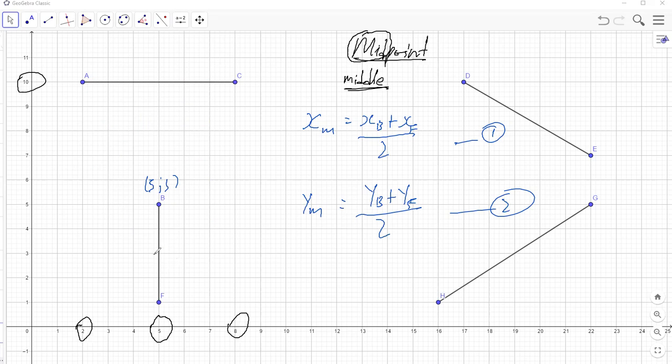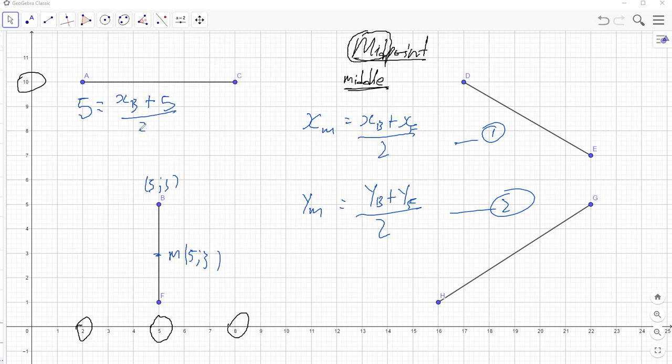Let's continue. I said we have M. We want to prove the coordinates of B. So this is 5 and 3. So I have XM. XM is what? 5. Okay. XM is the x coordinate of M. All right. And I'm looking for the x coordinate of B. I know the x coordinate of F is 5, and then I've got to divide this by 2.